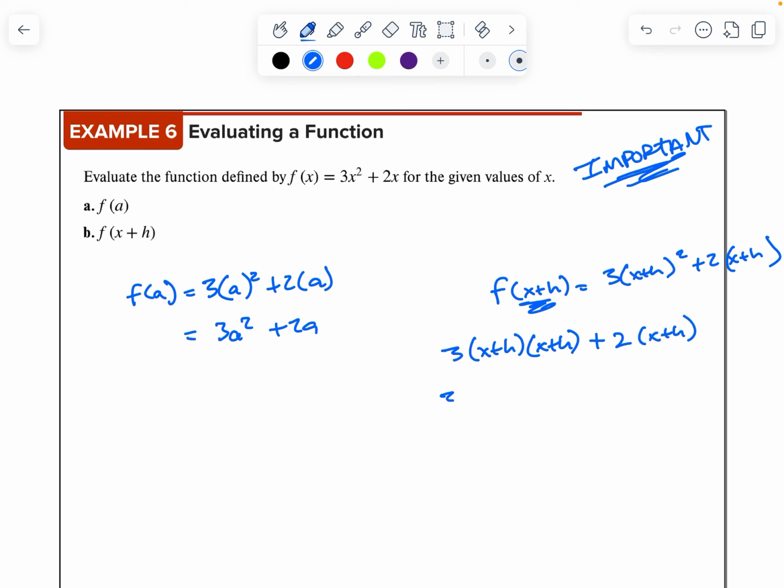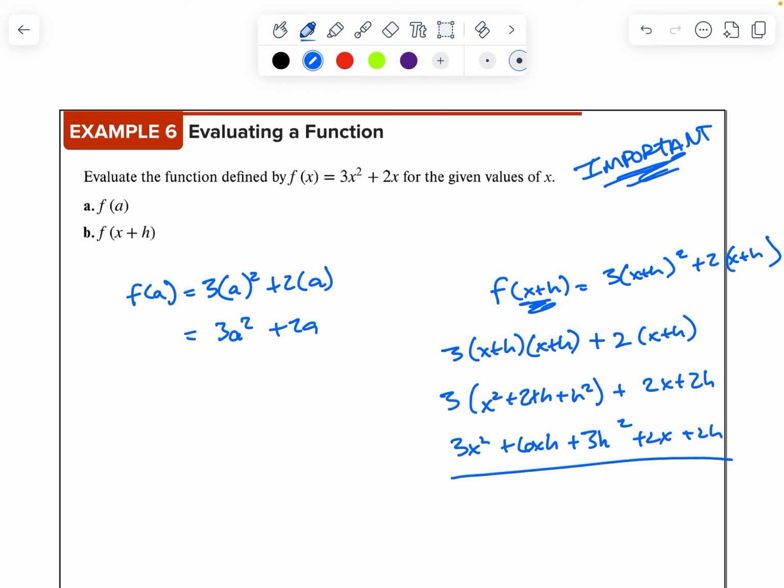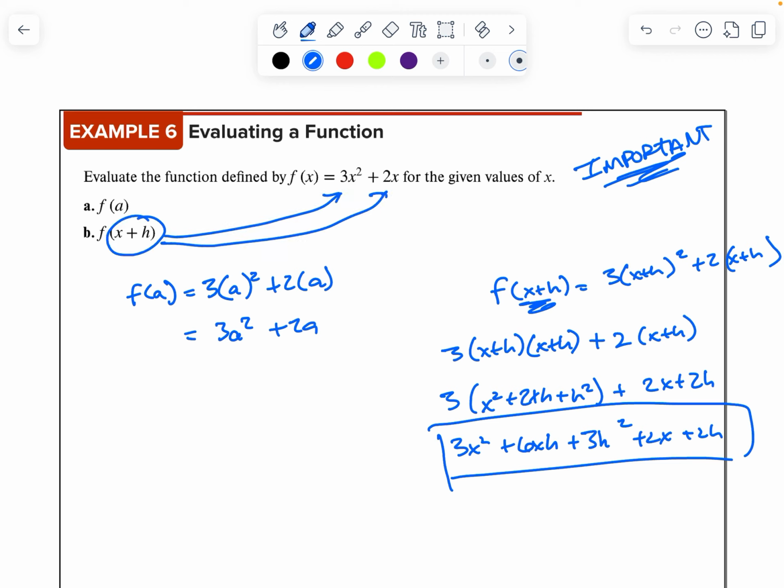And let's try and simplify even further. If I FOIL that, x squared plus 2xh plus h squared, plus 2x plus 2h. That's 3x squared plus 6xh plus 3h squared plus 2x plus 2h. And look around and notice that there's no like terms, and so we're actually done right there. That was a lot of work, but anytime you have f of something, you're just subbing that in anywhere you have an x.